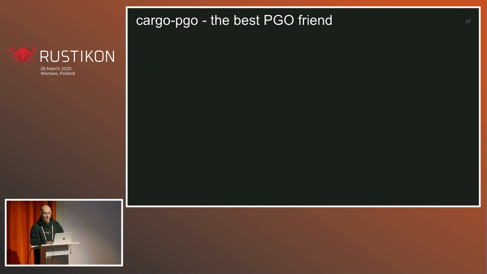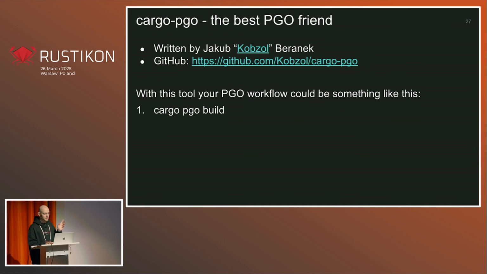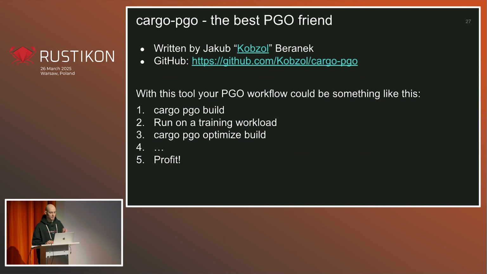How to apply PGO in practice? There is an extension, Cargo PGO, implemented by Jakub Kobzol-Biranek from the Rustc team. That's the guy who optimized Rustc with PGO and other stuff. Please use it. With Cargo PGO, your workflow for generic cases will be just a few commands, and that's it. Actually, that's how I optimized most of the Rust applications with PGO. So please use it.